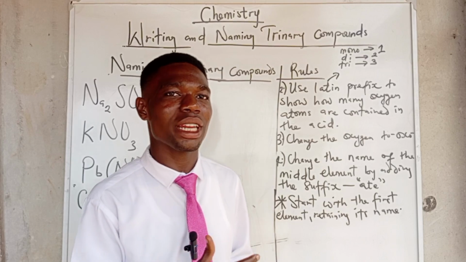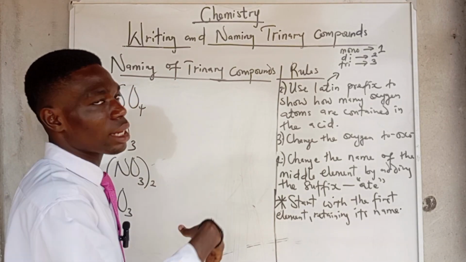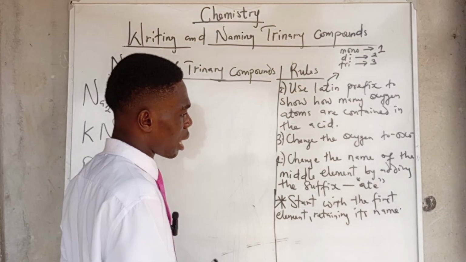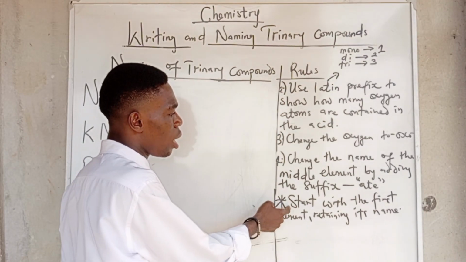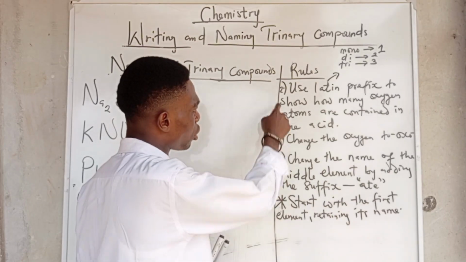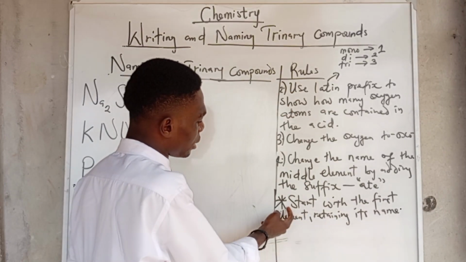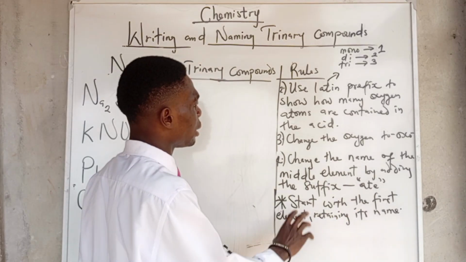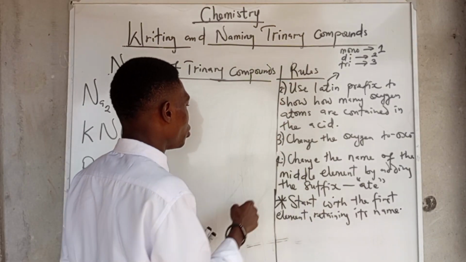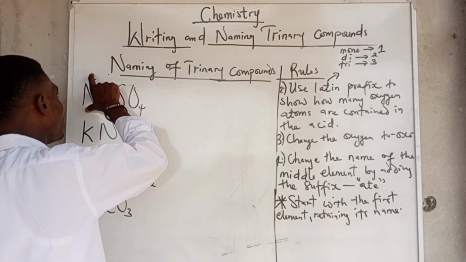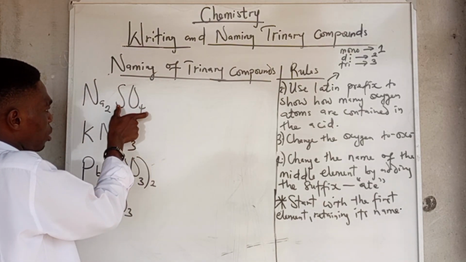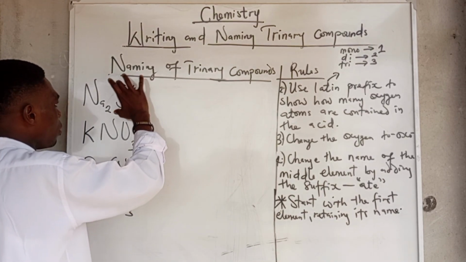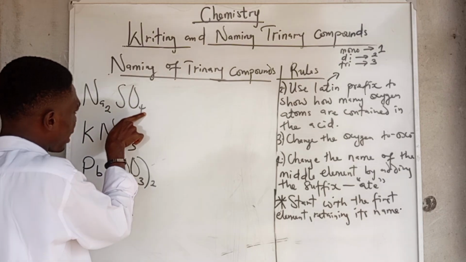All right, so we're going to be looking at how to name other ternary compounds apart from the ternary acids. It's the same rule we are going to be following. Are we together now? Nothing much, but just that we don't have number 4. I'll actually change it to 3, meaning that this is the first one. You start with the first element retaining its name. Unlike the ternary acid where we started from here, we're going to start with the first one, then we'll move here and then to this point. So we're going to name this first before you go back here and start naming.